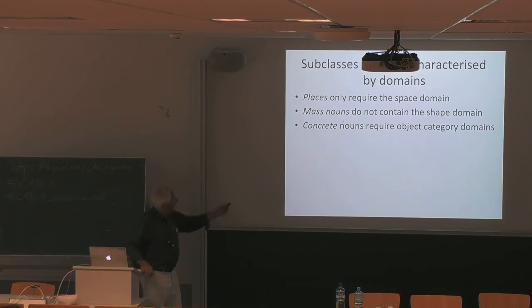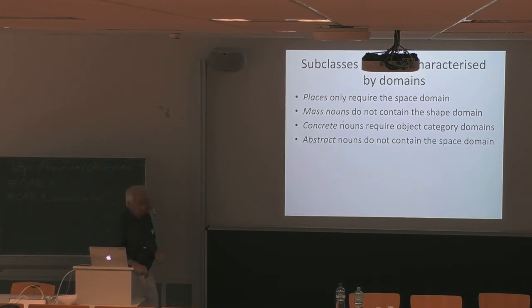Concrete nouns require object category domains, and object category names are sizes, shapes, weights, temperatures. I mean, all these domains that are associated with physical objects. This is the perceptual stuff we talked about earlier. And one thing that characterizes abstract nouns is that they don't have a location.